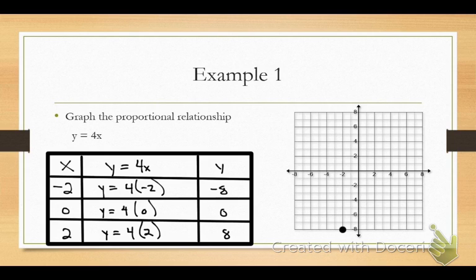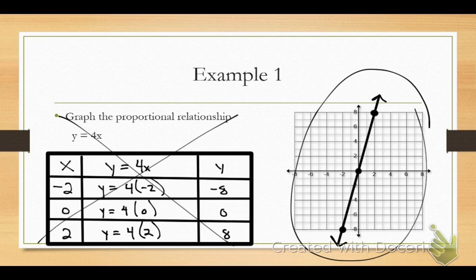Left 2, down 8, 0, 0, and 2, 8. Okay? If I did not have any of this, the table, the equation, anything, I actually can know that it's proportional, because here's what will be true about every single graph that is proportional. It will pass through point 0, 0, what we call the origin. If it passes through the origin, I know that it's a proportional relationship.